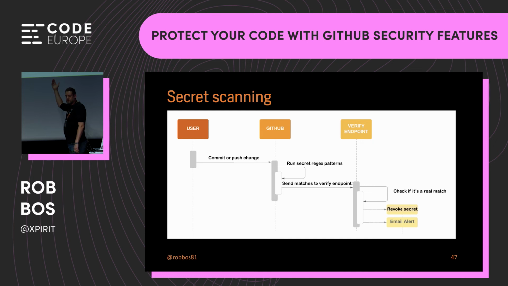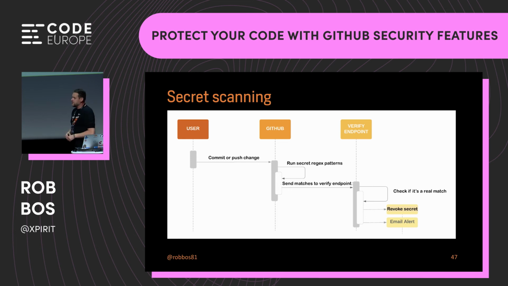They can do the checks on their backend, and depending on the secret provider, they might say, oh, this is an actual secret of ours. Please alert the user and say, hey, you have pushed a secret into your repository. You probably don't want to do that. Revoke your secrets as soon as you can.